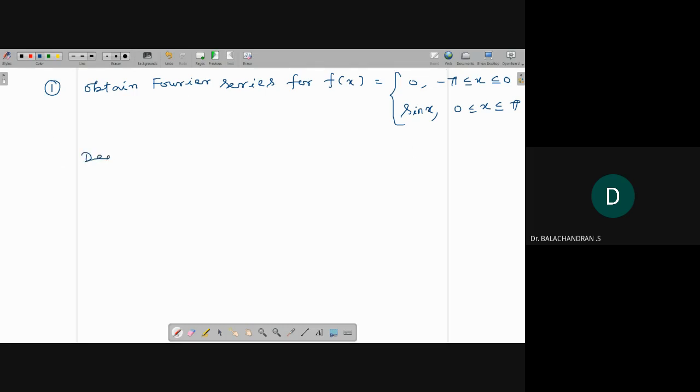So deduce that 1 by 1.3, which is very similar to the previous part, that is x sin x. Then 3 into 5, that is the reduced part only. I told you it is very similar to the previous part.